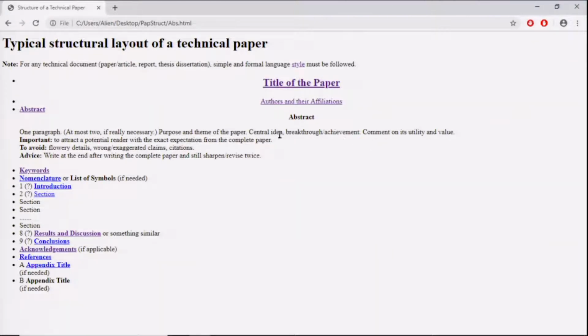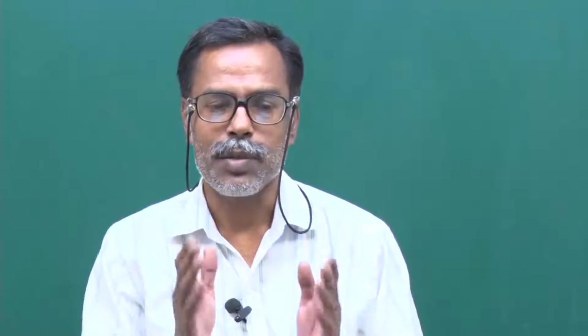Okay. Now, through the abstract, you try to attract a potential reader with the exact expectation from the complete paper. So, what the complete paper will give the reader, a sense of that, a gist of that should appear in the abstract, so that reading the abstract, the correct audience gets attracted to the complete paper.